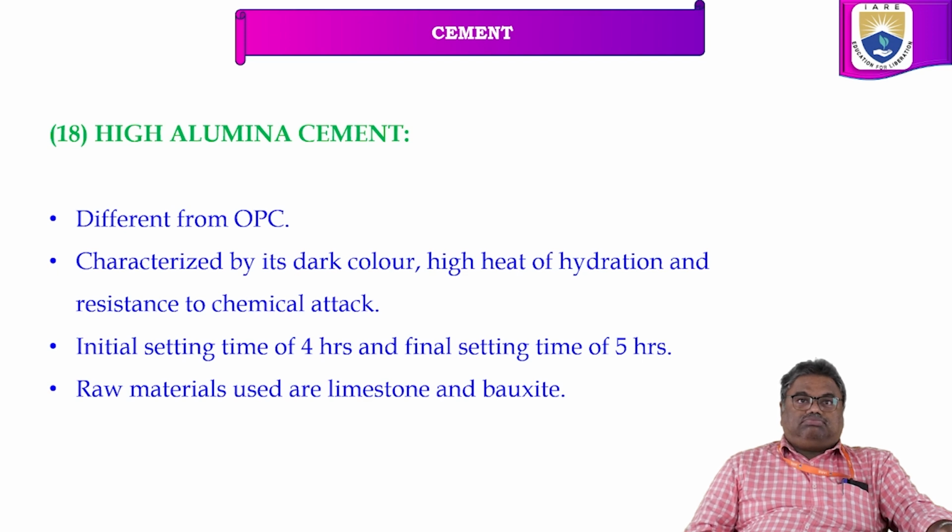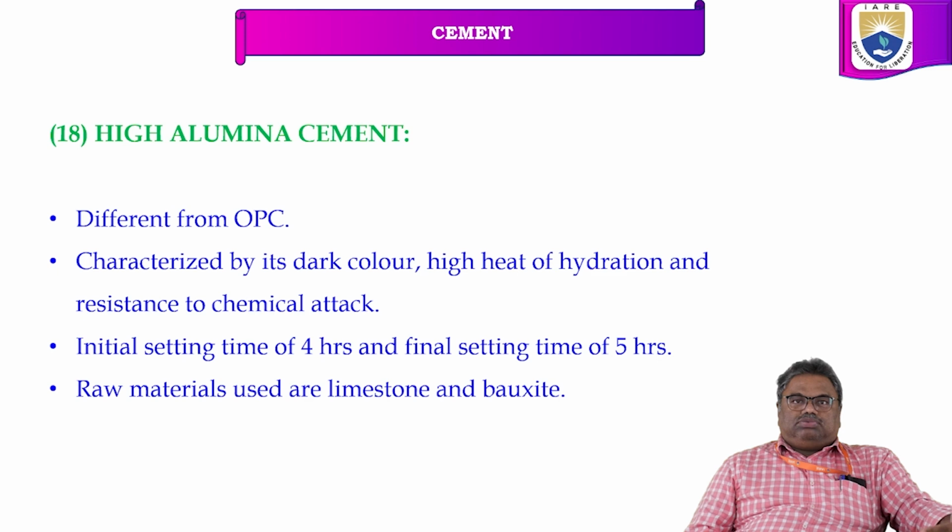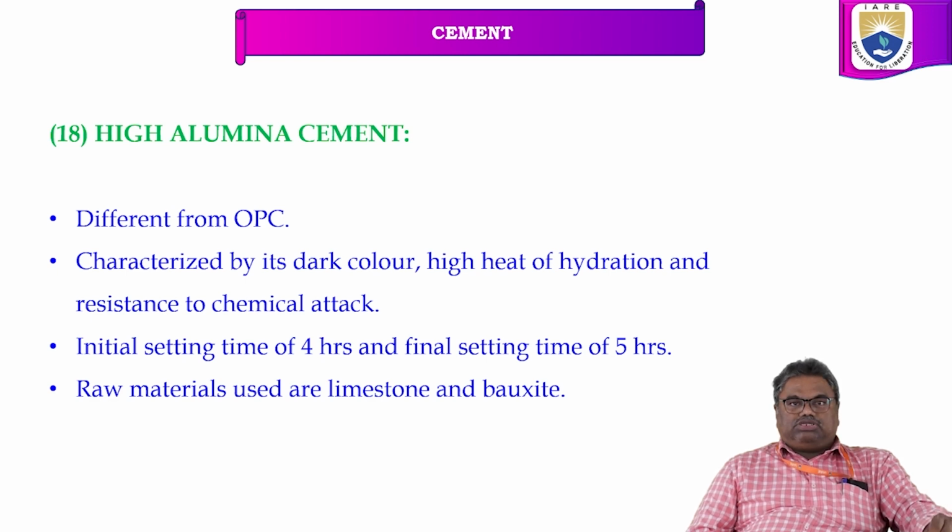High alumina cement, the 18th one. This is a different form of ordinary Portland cement, characterized by its very dark color, high heat of hydration, and resistance to chemical attack.